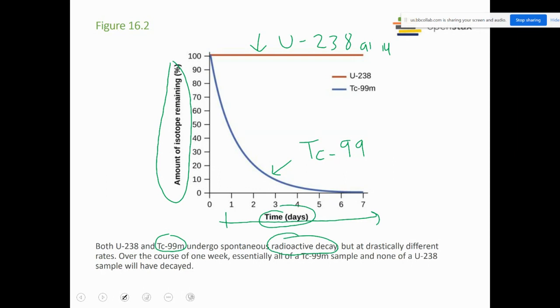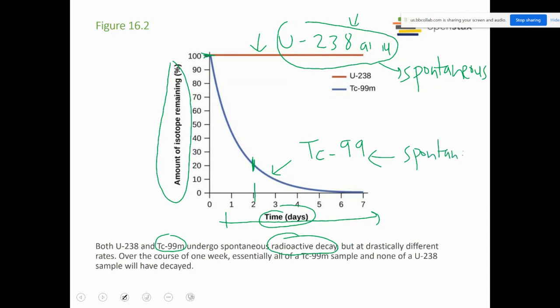So first thing is, remember, over time, yes, uranium might take, I don't know, thousands of years to decay, right? But this process at the temperature and pressure on Earth is a spontaneous process. Yes, it is slow as heck, because it takes literally thousands of years for uranium-238 to decay. Whereas, look at this technetium-99, even after 2 days, only 20% of the original concentration was left, right? You see how this decay is a spontaneous process, but very fast. Whereas this is also a spontaneous process, but very, very slow.